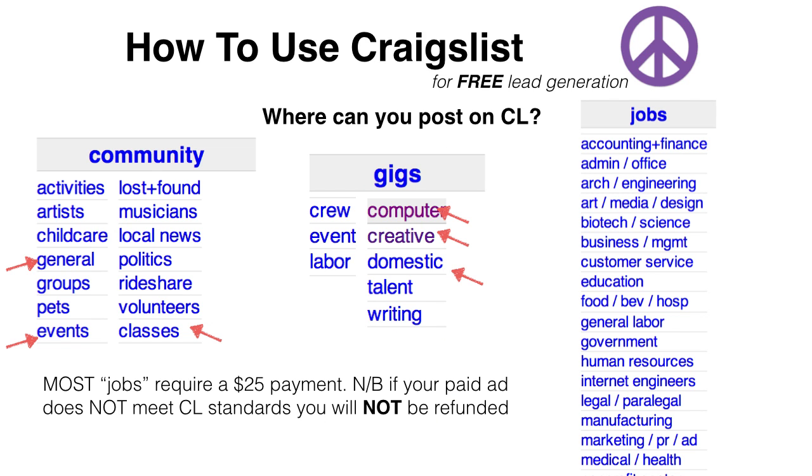Now, where can you post on Craigslist? You can post in the job section, in the gig section, and also in the community section. Don't forget the community section. That is huge. The community section, you can still place live links and HTML to redirect people directly to your capture page or to your landing page.